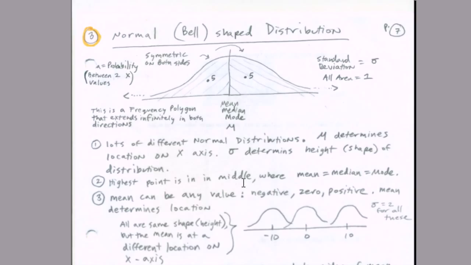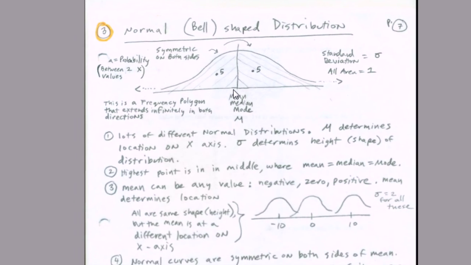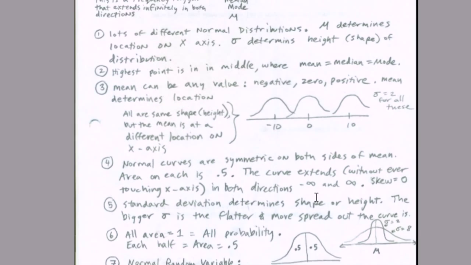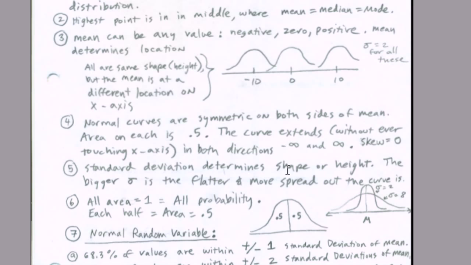Now, the highest point in the middle is where the mean equals median equals mode. That's part of the definition of a bell or normal curve. As we mentioned, number 4 down here, normal curves are symmetric both sides, and the curve extends without ever touching the x-axis in both directions to negative infinity and positive infinity. Now, you remember we talked about standard deviation. So when you get past 3 standard deviations, then it becomes really unlikely, even though theoretically it goes in both directions.